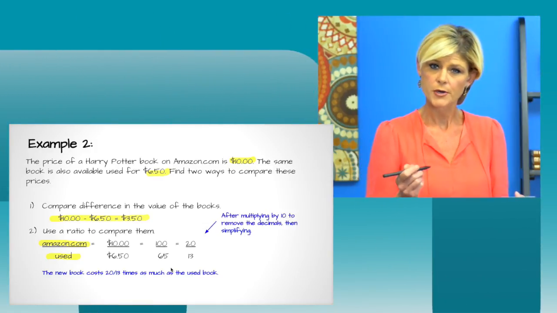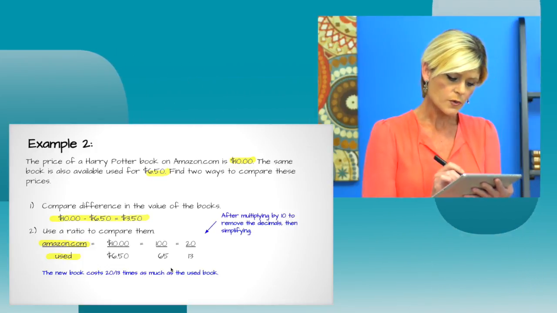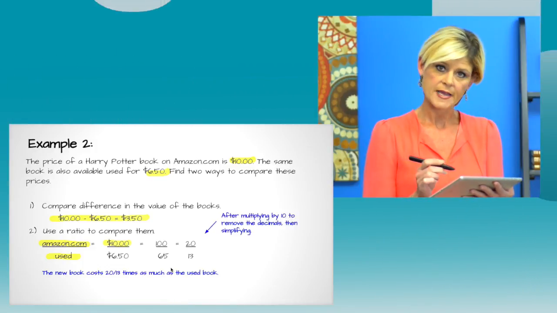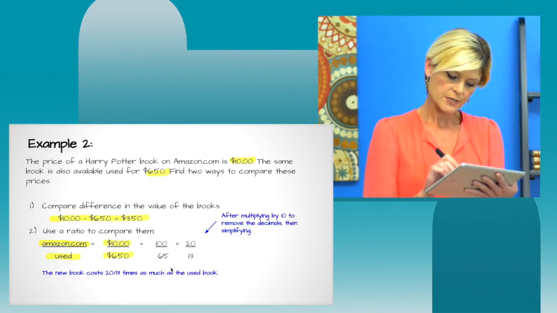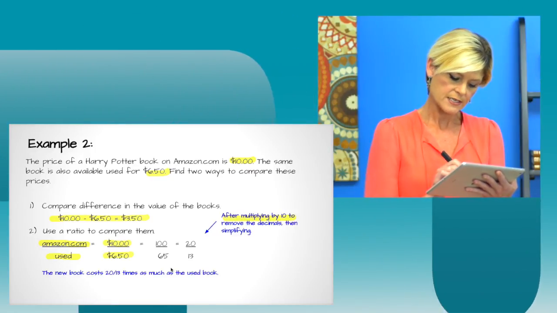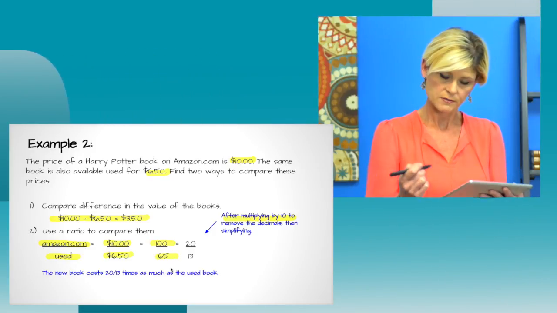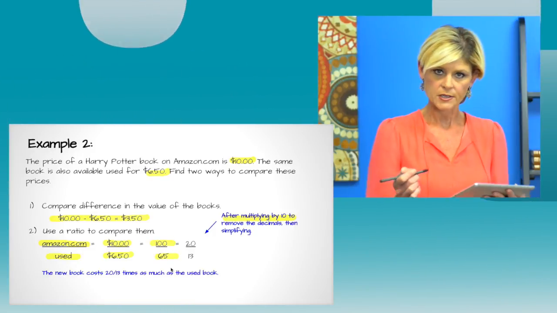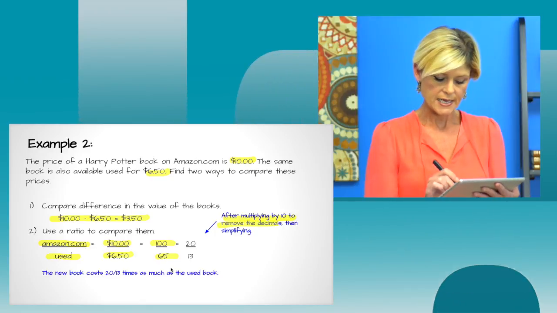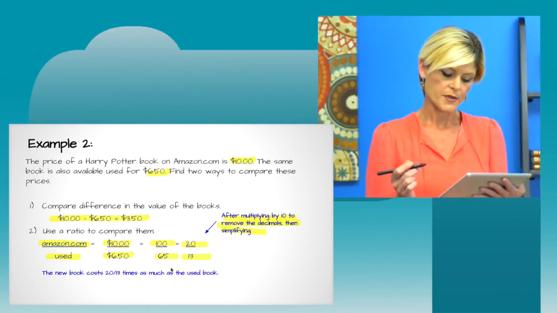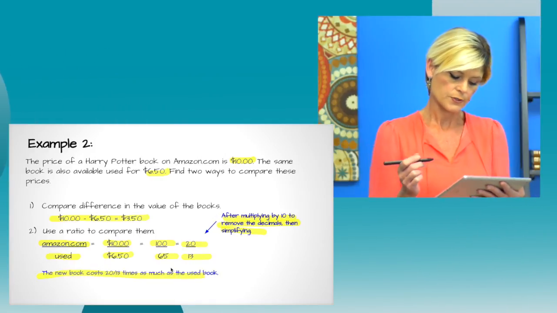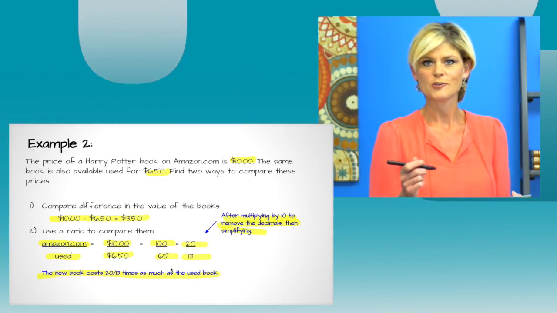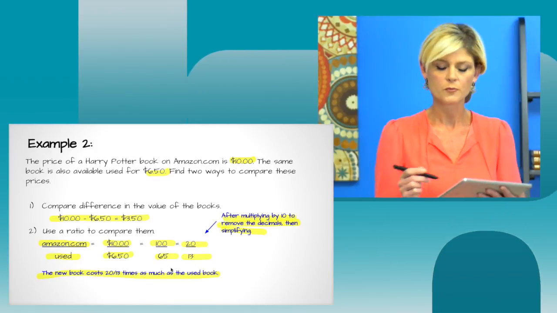Now we're going to compare the prices of the 2. So on Amazon.com, the book is $10. Used, it's $6.50. Now, what I've done here is I've multiplied by 10 to get 100 over 65, just to sort of simplify the problem, and also I've removed the decimals. Then I simplified, and I come up with 20 to 13. So the new book costs 20 over 13 times as much as the used book. Let's try one more example.